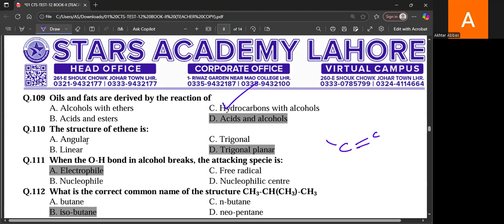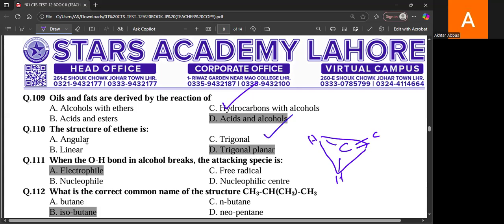You know that a double bond is present between two carbon atoms, so there will be no lone pair present. So their structure is trigonal planar. So your best option is delta.